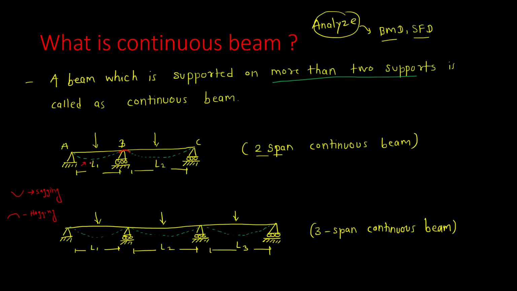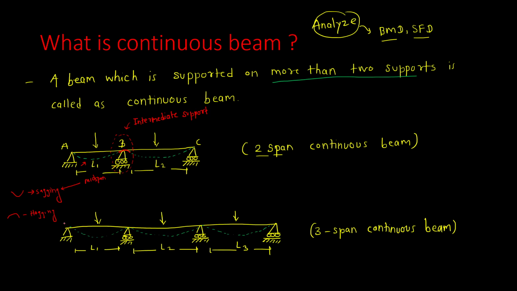That means we can say that at the mid span, that is the center of the span, sagging moments are present. Now this support B here has a special name in a continuous beam, and it is called an intermediate support. So this support B is called an intermediate support.